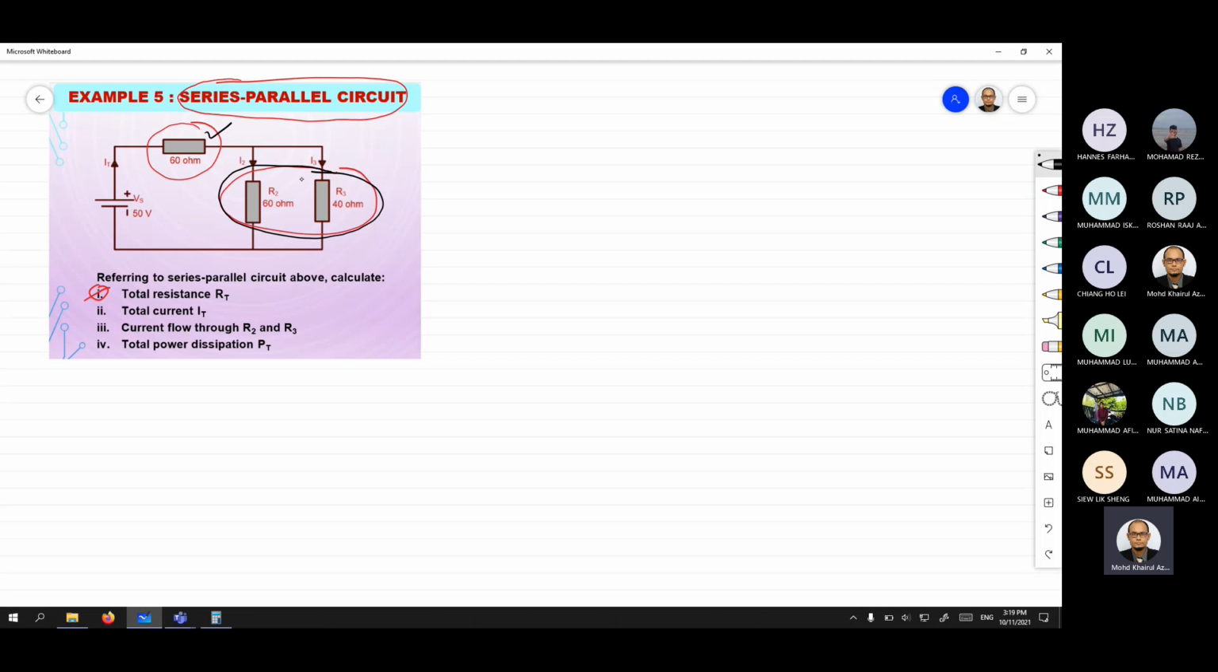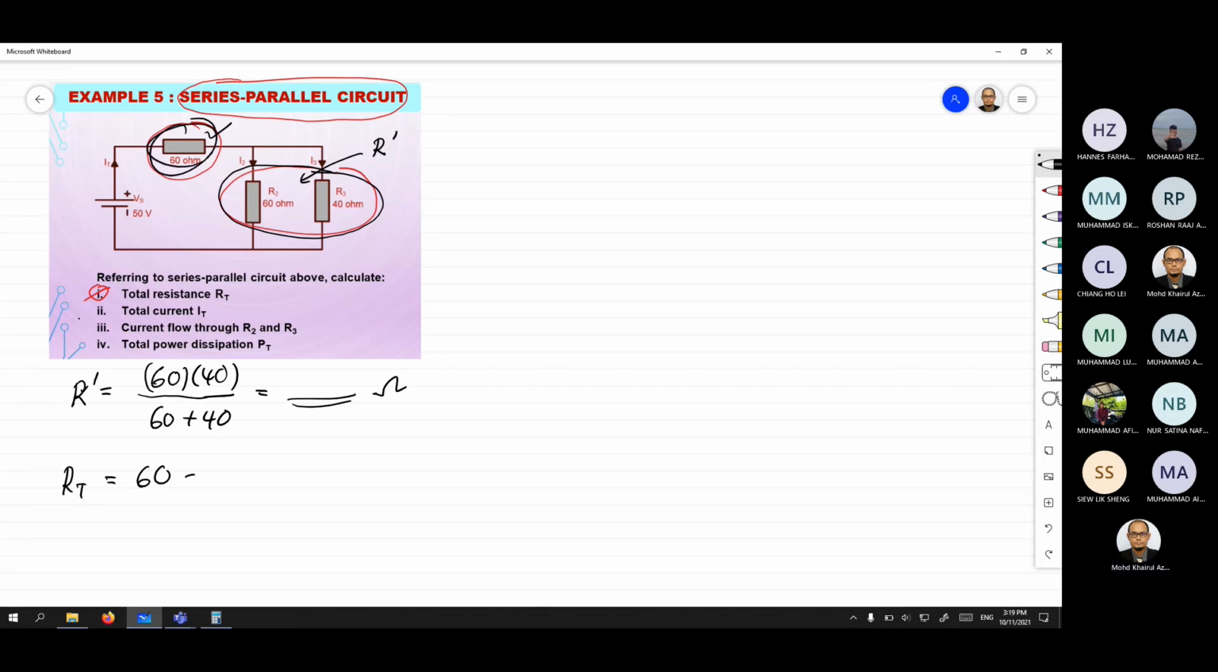So let's say that you want to settle the parallel one. Suppose that I label this as R prime. So your R prime is equal to 60 and 40, 60 plus 40. So what is R prime? Please calculate along. And then your R total is equal to 60 here plus your R prime. How much is R prime? 24. So R total is 84 ohm. Can you understand? Alright.